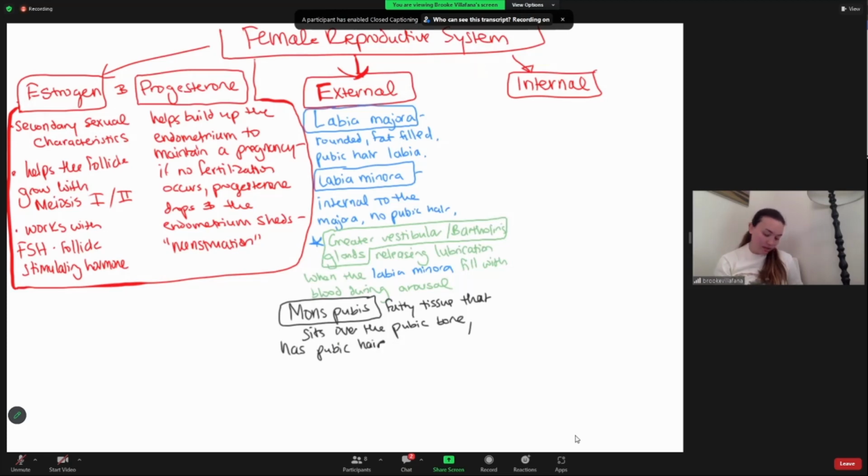There is the clitoris and the prepuce. So the clitoris, we know, would be homologous to the glans penis. And then there's the prepuce, which is actually a foreskin over the clitoris. So when the clitoris becomes erect, the prepuce would retract, just like in males.